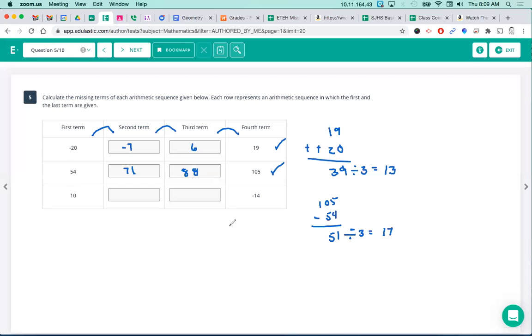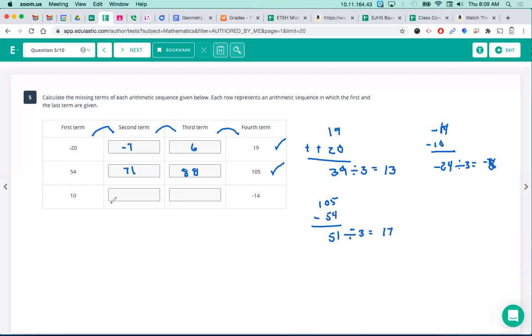That works. All right, now the third one, 10 and negative 14. This one, I'm getting smaller, so I'm going to be subtracting something each time. Negative 14 minus 10 gives me a negative 24. So I'm going down 24 units from the first to the fourth. I'm going to divide that by 3, and I get a negative 8.